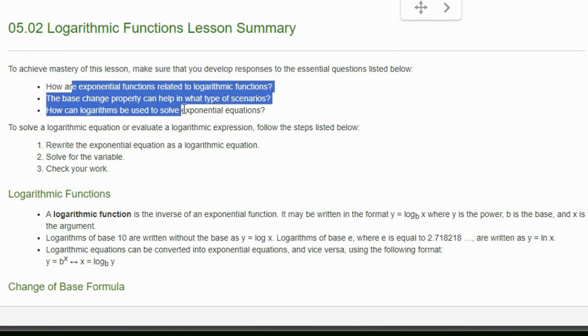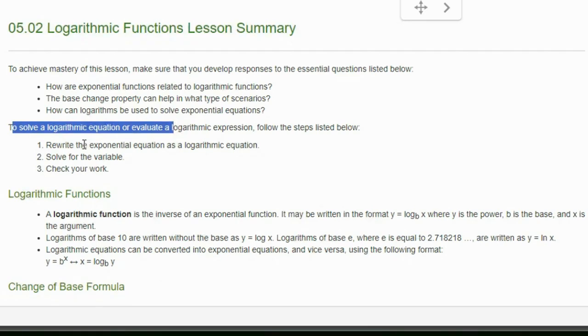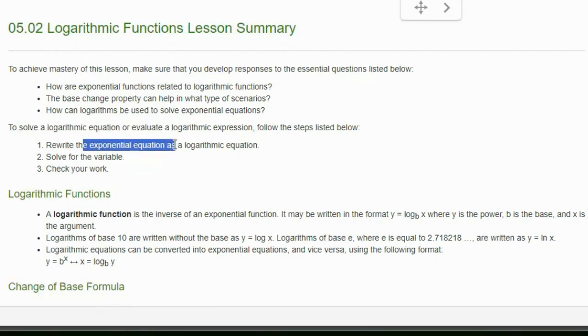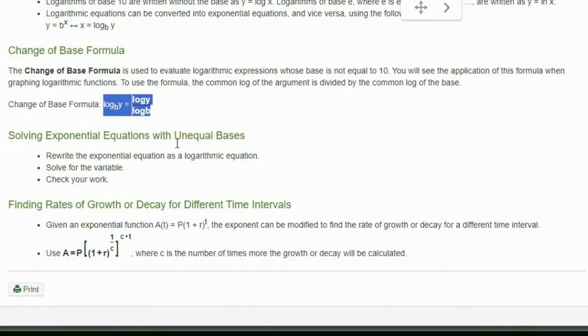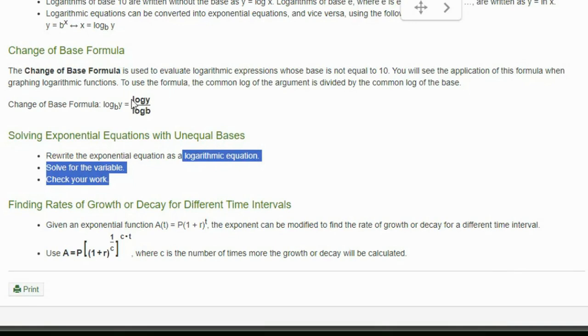There's our essential questions. Here's the steps to solve a log equation. Rewrite the exponential equation as a log. Solve for the variable. Check your work. A log function is the inverse of an exponential function. And we know how to write those back and forth, right? Right here, y equals b to the x is the same as x equals log base b of y. Here's the change of base formula, which is important, so we can use our calculator. If we have unequal bases, we can write them as a log and then use the change of base to put it in the calculator.